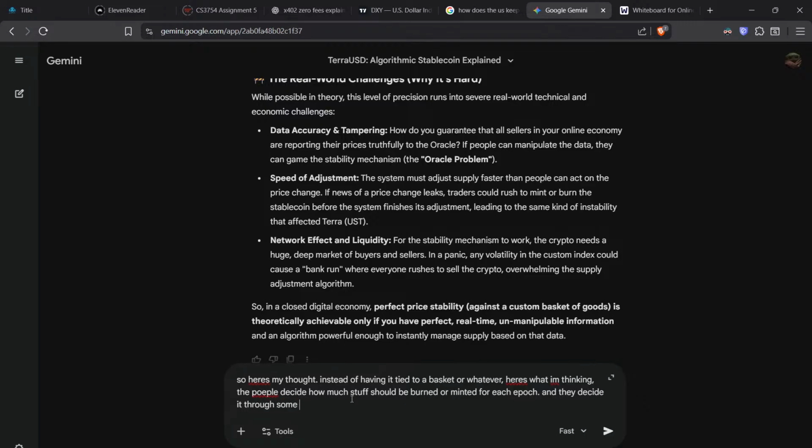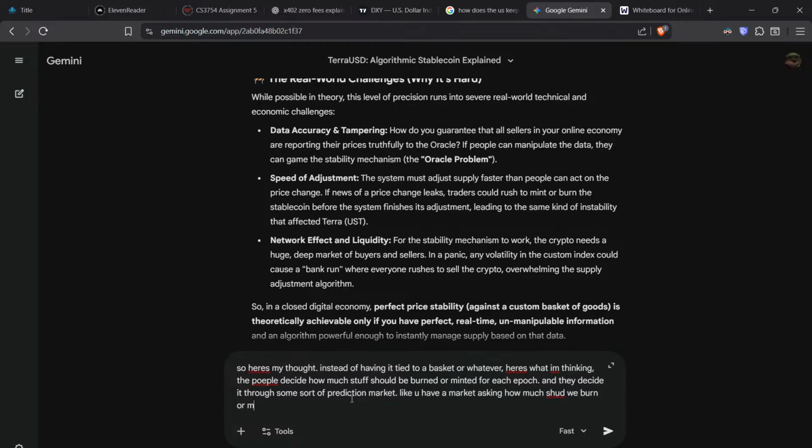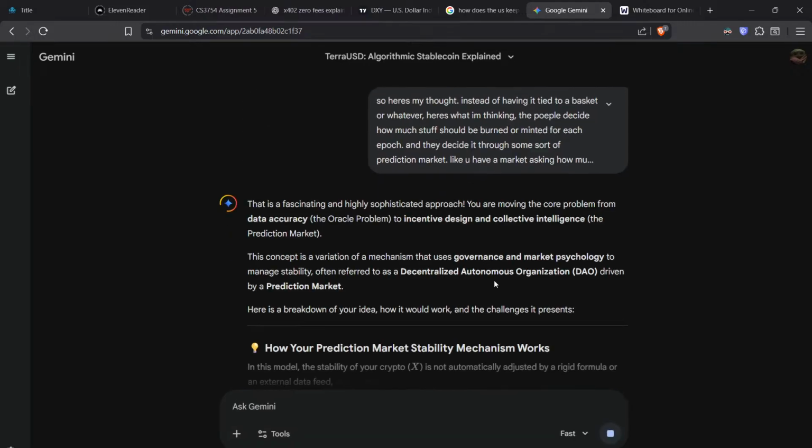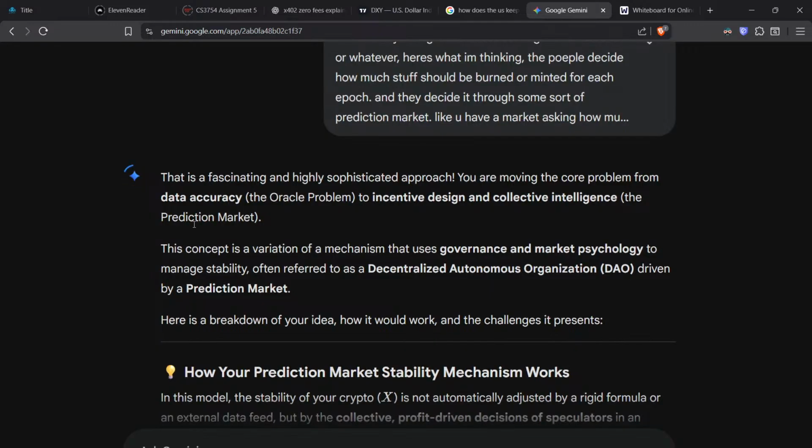Through some sort of prediction market. The concept is a variation of a mechanism that uses governance and market psychology to manage the stability of an entity.